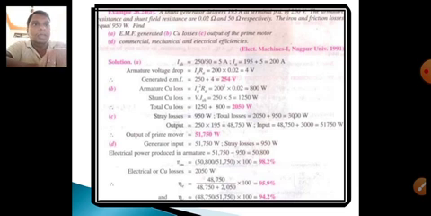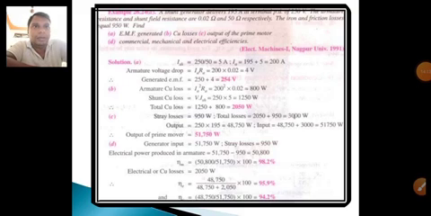See here, a shunt generator delivers 195 amps at a terminal potential difference of 250 volts. The armature resistance and the shunt field resistance are 0.02 ohms and 50 ohms respectively. The iron and friction loss is equal to 950 watts. Find first the EMF generated, second the copper losses, third the output of the prime mover, and the commercial, mechanical and electrical efficiencies.